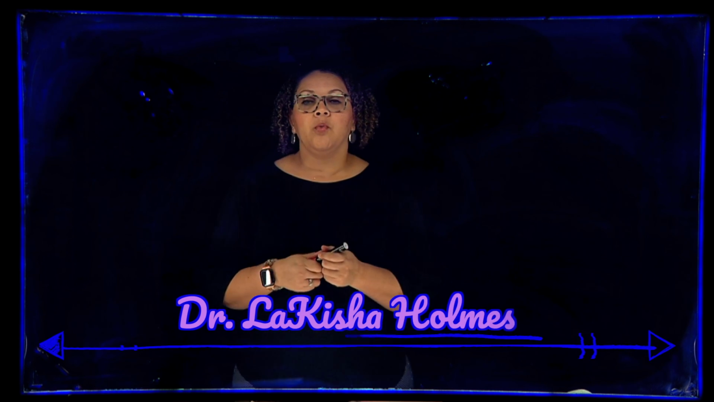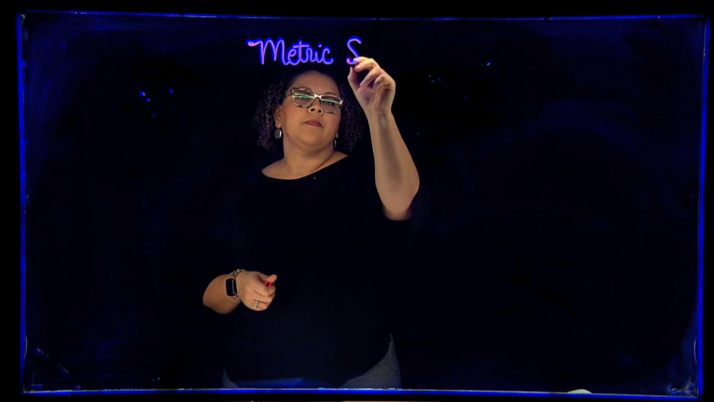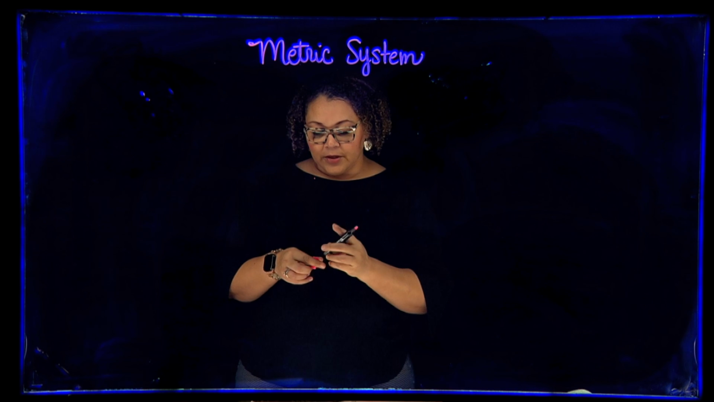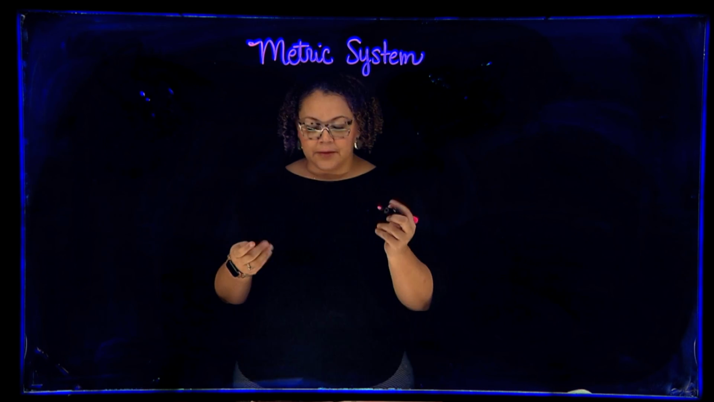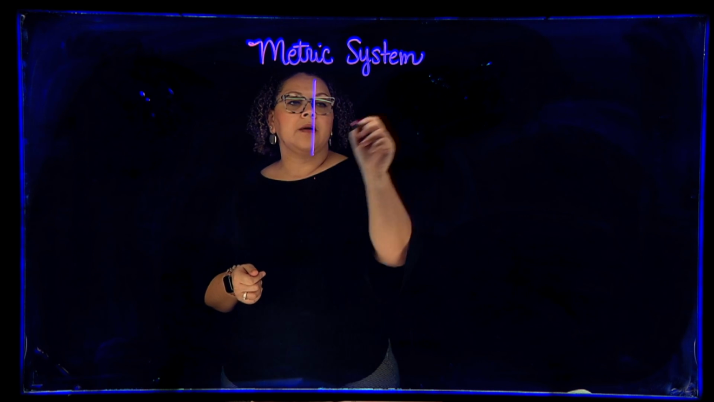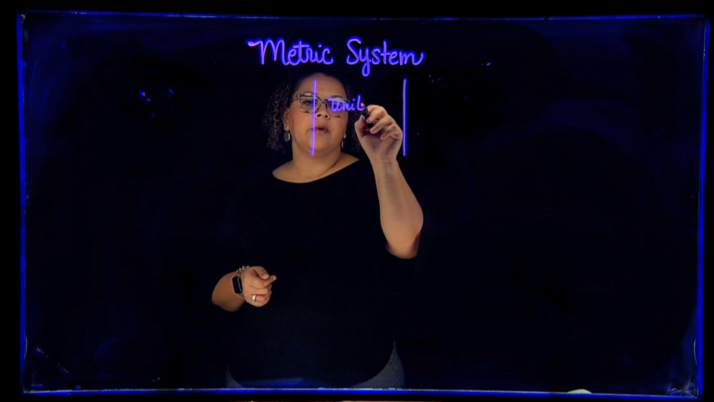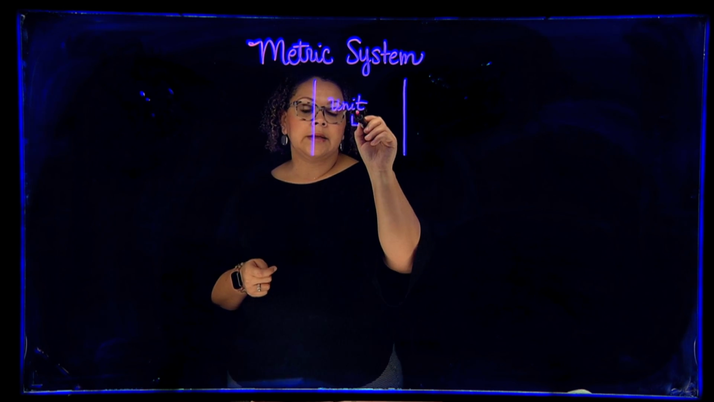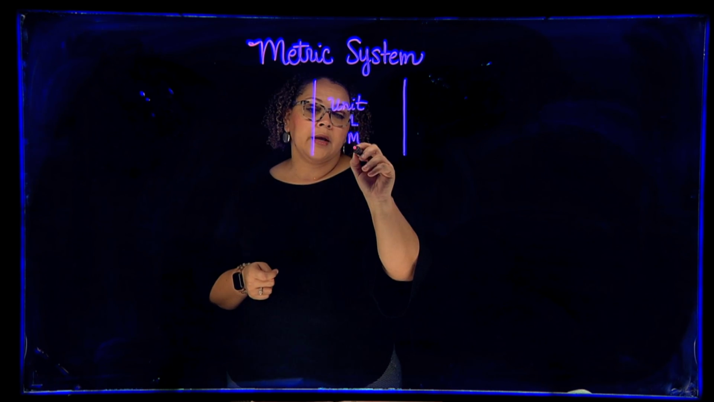In this example, we are going to be working on the metric system. And please recall that the metric system consists of various units of measurement. And I'm going to make a little chart here. So in the center of that system, we would have the unit. That unit could be a liter, a meter, or a gram.